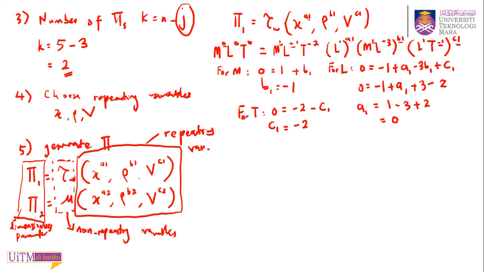Okay, now we have the numbers for A1, the exponents for A1, B1 and C1. Now we can write our pi 1 will equal to tau x A1, so x A1, A is 0, so x 0. Rho B1 is minus 1, so rho minus 1, and V C1 is minus 2, so V minus 2. Or we can write it again in equation form.